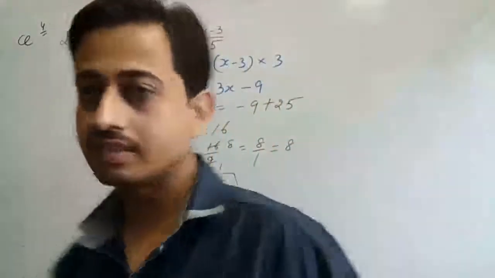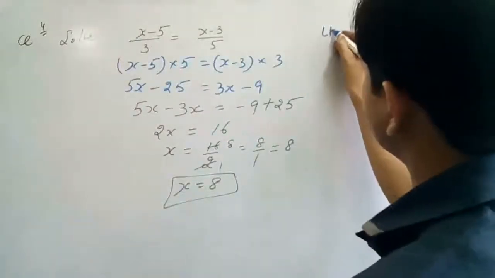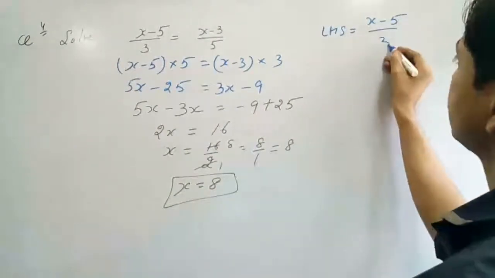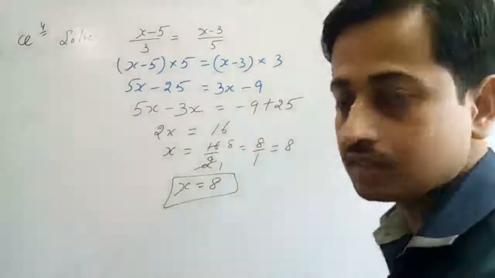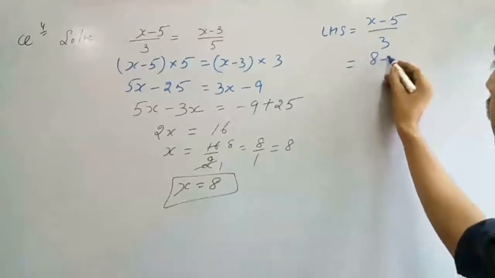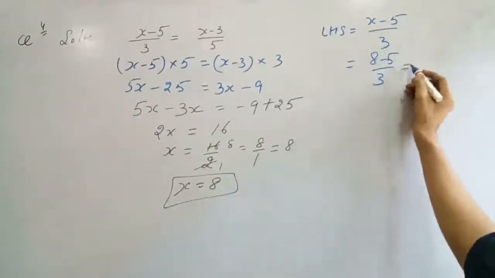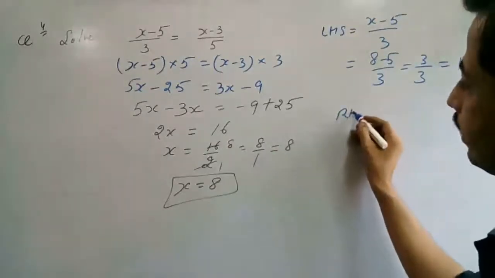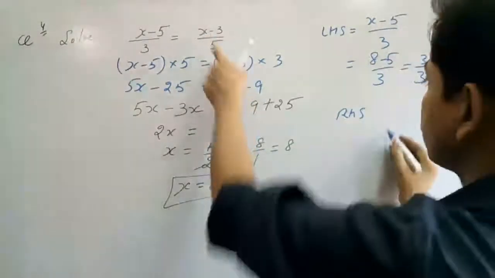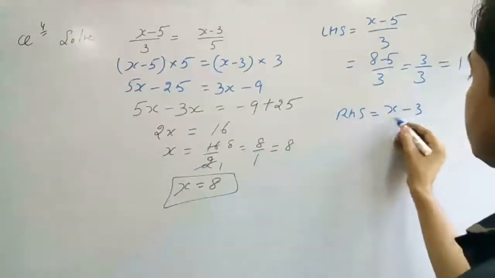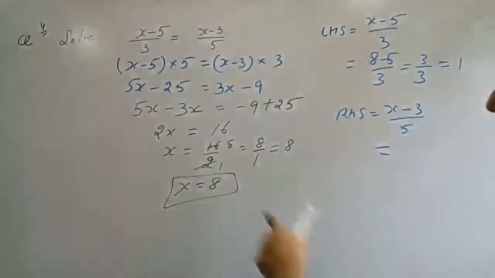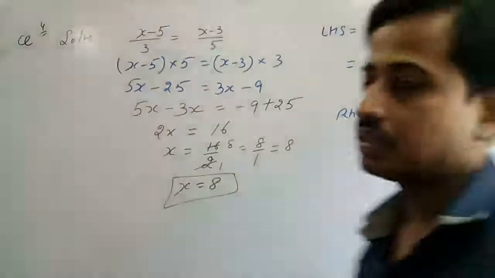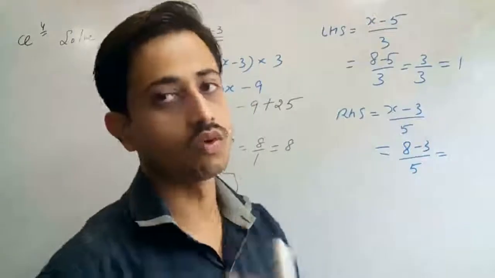Then we take the left hand side. Left hand side is what? x minus 5 divided by 3. Now solve it. The value of x is 8. 8 minus 5 divided by 3. 8 minus 5, 3. 3 divided by 3, we get 1. Now the right hand side. What is the right hand side? x minus 3 divided by 5. The value of x is 8. 8 minus 3 divided by 5. 8 minus 3, 5. 5 divided by 5, 1.